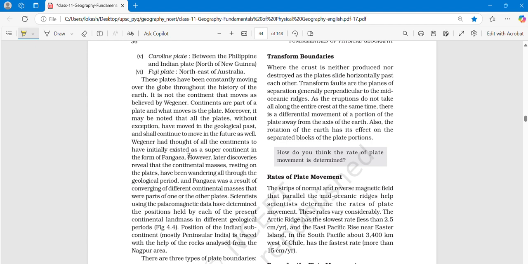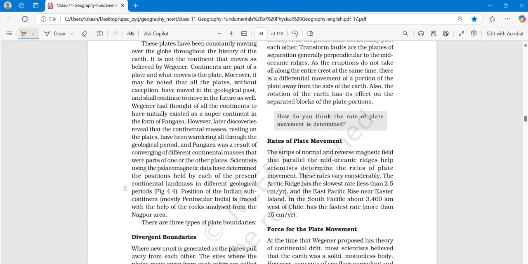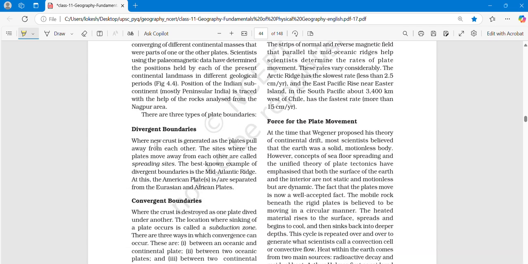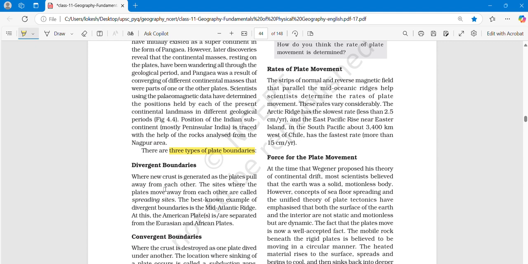Using the paleomagnetic data, scientists have determined the positions held by each of the present continents in different geological periods. The position of the Indian subcontinent, peninsular India, is traced with the help of rocks analyzed from the Nagpur area. There are three types of plate boundaries: divergent, convergent, and transform.